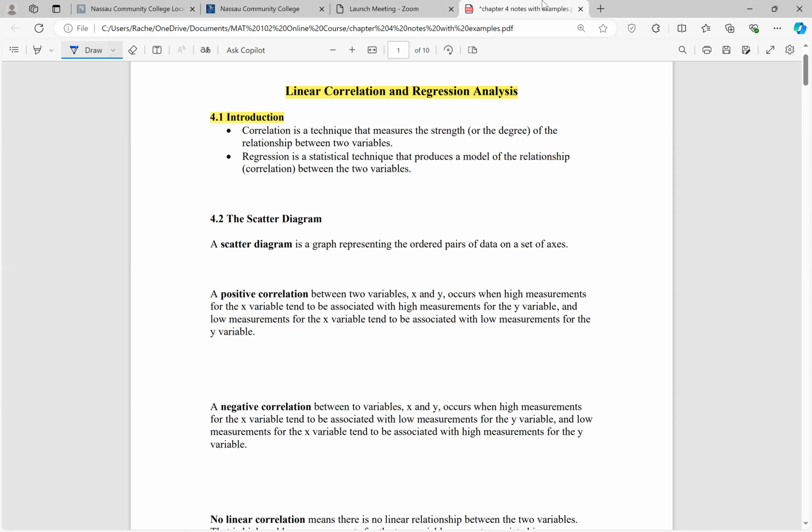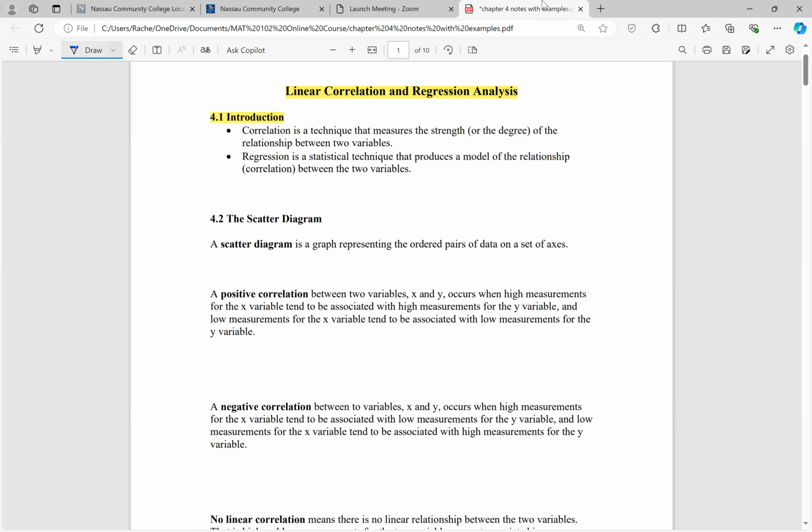And correlation is a technique that measures the strength of the relationship between two variables. So now we're going to have paired data. So we're going to have two variables and they're going to come in pairs. So we're going to have a set of ordered pairs, and we're going to be interested to see if there's a linear relationship between the two variables.